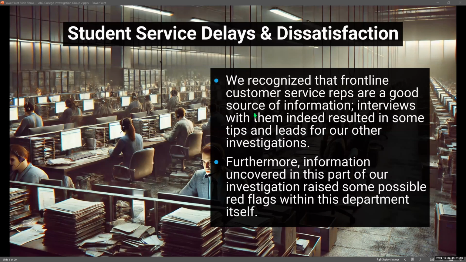And furthermore, information uncovered in this part of our investigation raised some possible red flags within the customer service student service department itself.